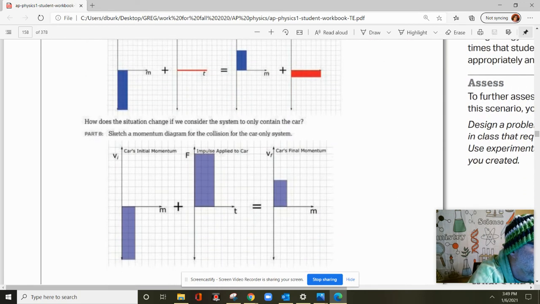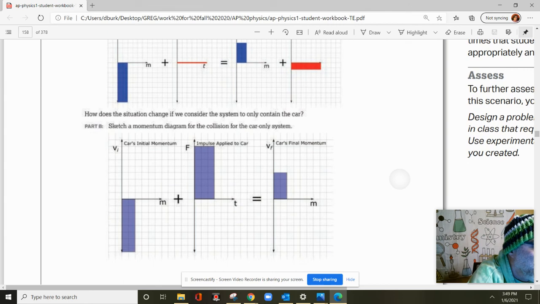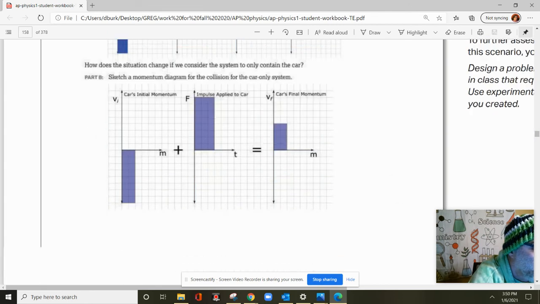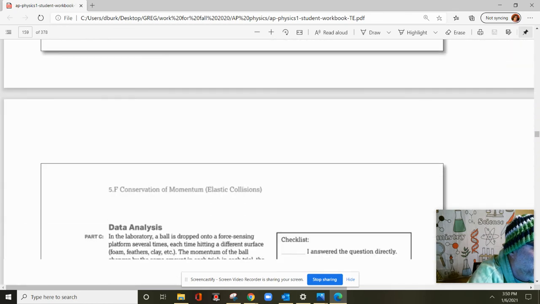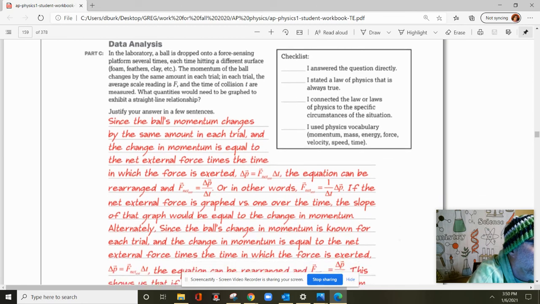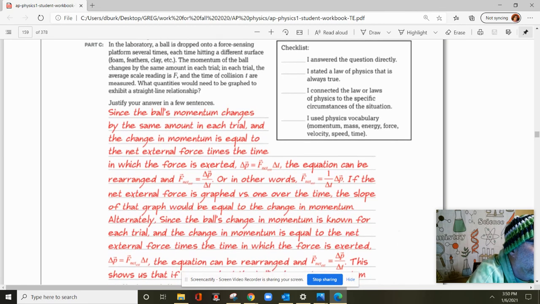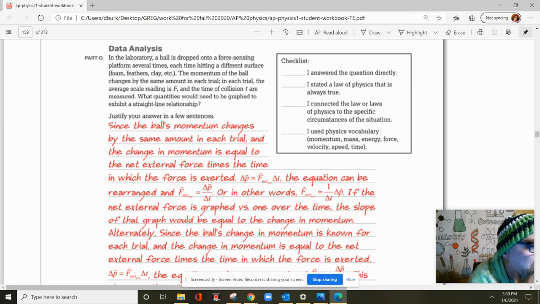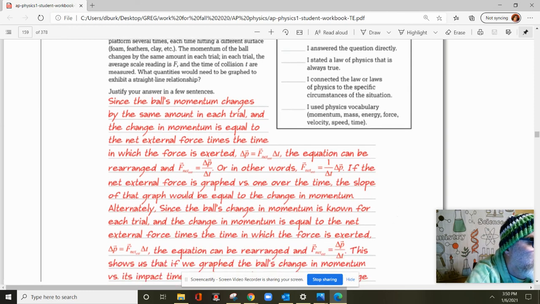Well, what happens next? Here's the initial momentum. Here's the impulse applied to the car. Here's the car's final momentum. Oh, we did this lab in class back in the old days when we used to have class. We would drop the ball onto a different surface, and we didn't have, well, I guess we could have had a force. Maybe we'll try that someday.